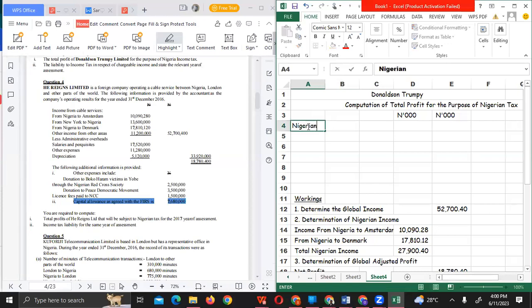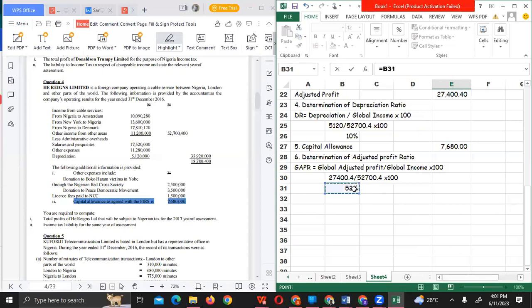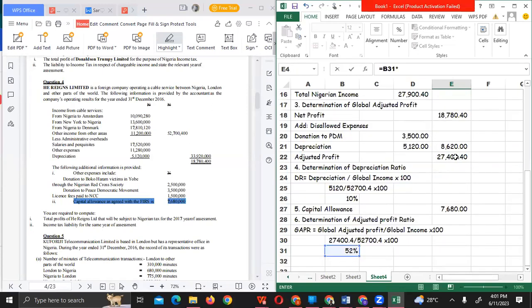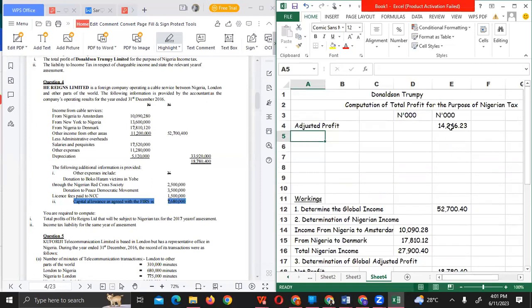Then I'll come and say Nigerian adjusted profit is how much? That's equal to this times this. Then capital allowance. Capital allowance is what? 7,680. So we have total profit.